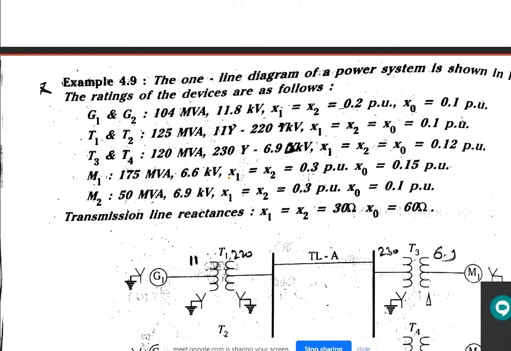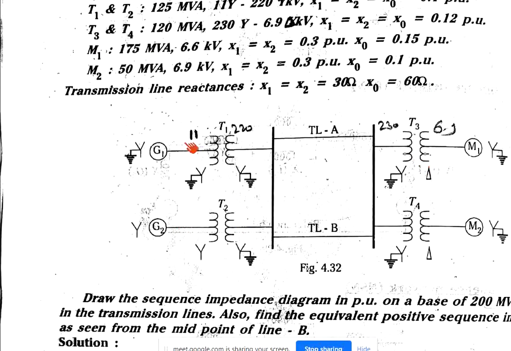Now we'll see the next problem. The one line diagram of a power system is shown in the figure. So basically there are two generators and two motors which are connected through transformers. The generator is 11 kV, so the transformer is 11 kV/220 kV, and here also the same 11/220 kV, and here it is from 220 kV to 6.3 kV. So the network is generator 1, generator 2, motor 1 and motor 2.